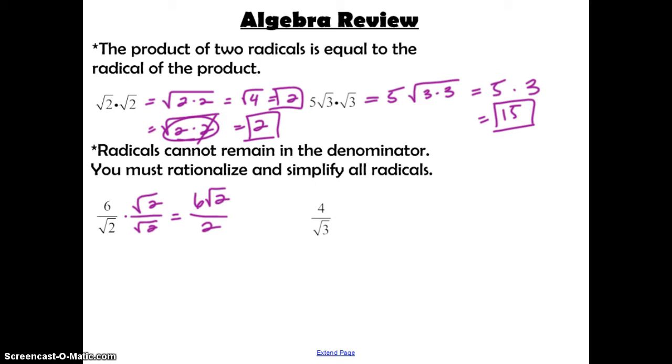The very last step that we have is you want to look at the numbers outside of the radical and see if you can simplify it. So 6 divided by 2 is 3. That square root of 2 on the top doesn't go away, so this is your final answer.